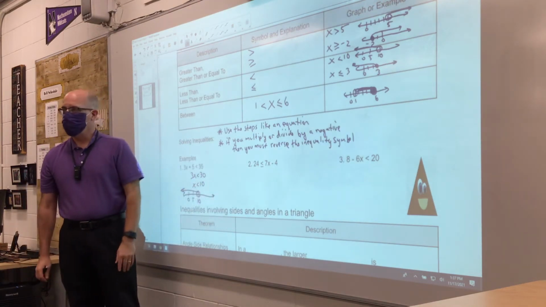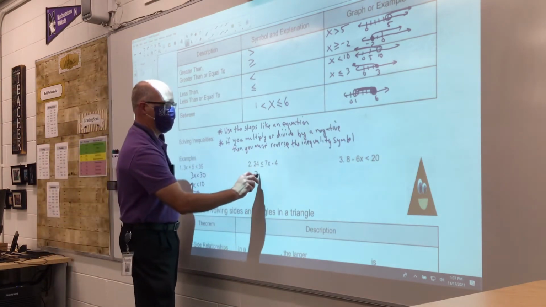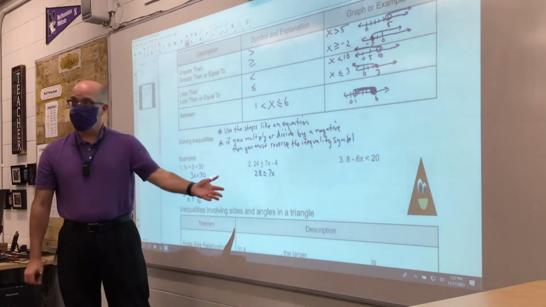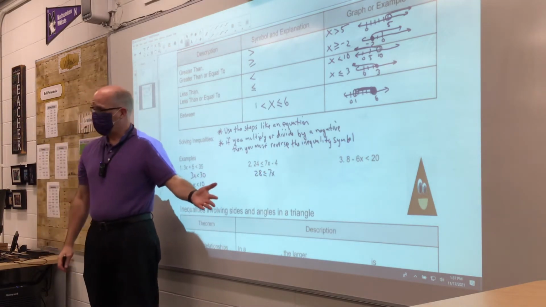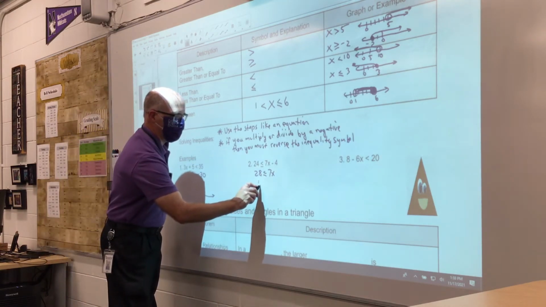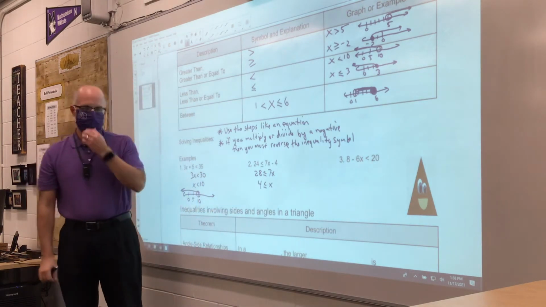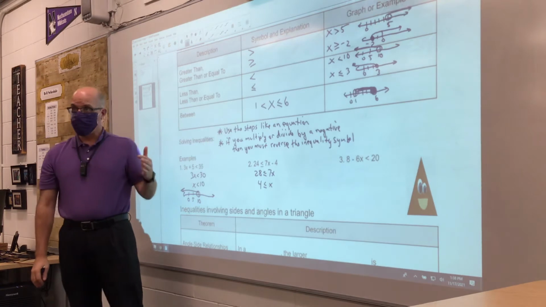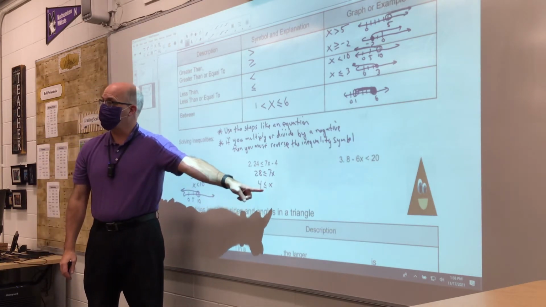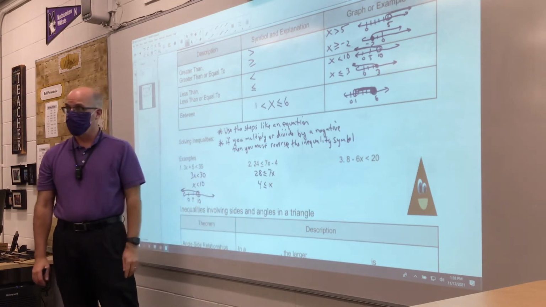This one, I'm going to go ahead and add 4 to both sides, so you get 28 is less than or equal to 7x. Now I want to divide by 7 on both sides to get rid of that 7. So dividing by 7 will give me a 4 here, and the x will be by itself. Now read it from the x. This says 4 is less than or equal to x. If you read it from the x, it reads as x is greater than or equal to 4.